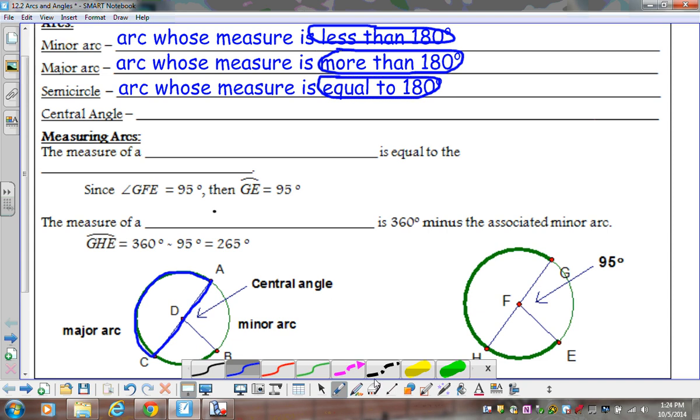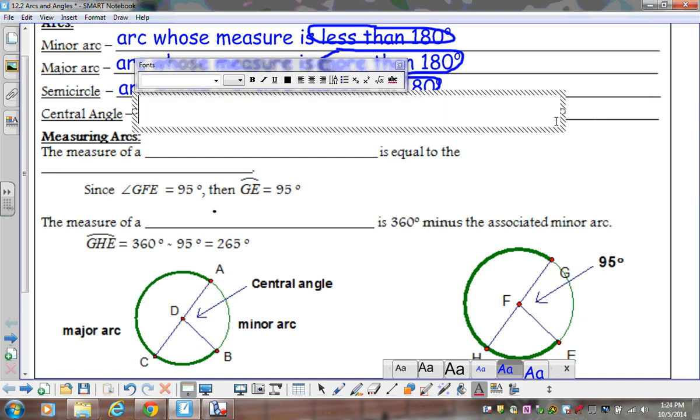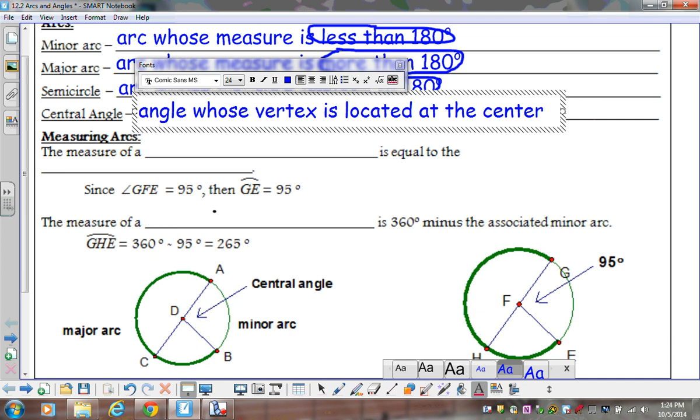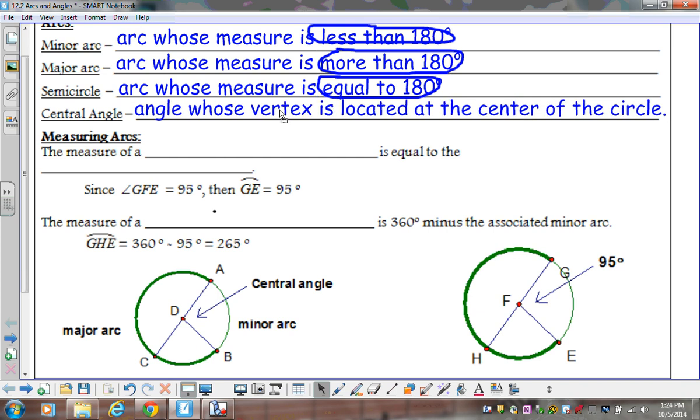One of the last vocab pieces we're going to look at today is a central angle. Now we're going to look specifically at an angle. Let me erase what we did a second ago. A central angle, which is pretty self-explanatory, is an angle whose vertex is located at the center of the circle. So again, a central angle is an angle whose vertex is located at the center of the circle.